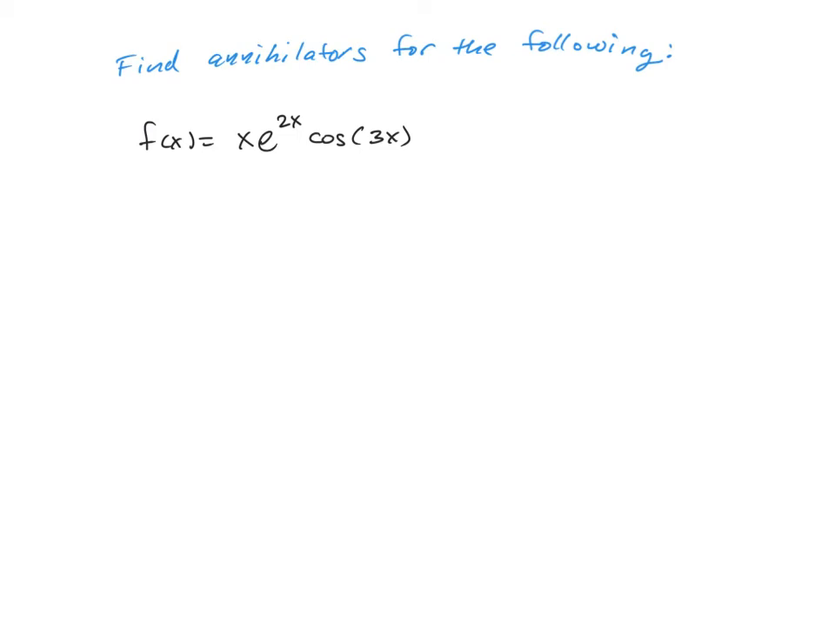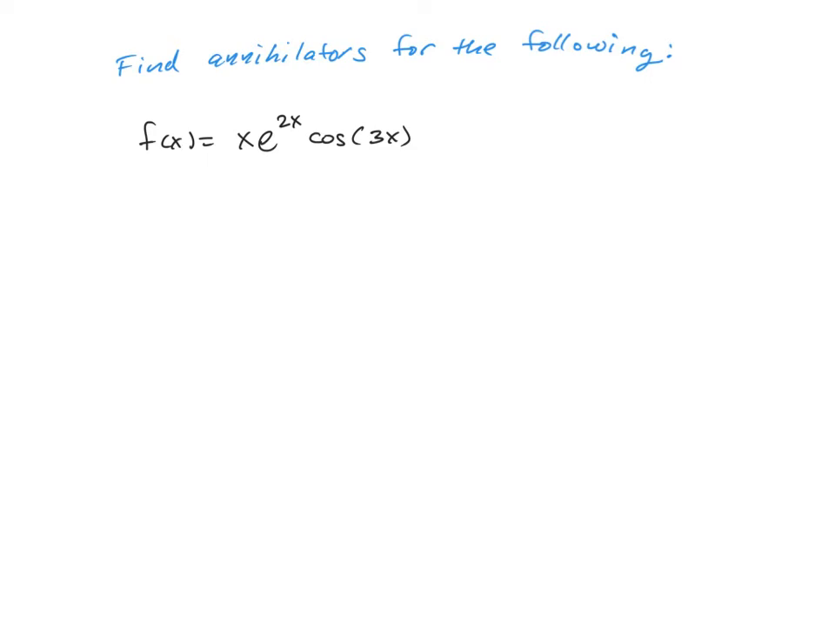Okay, so for our last two examples of finding annihilators, we're going to take a look at two more complicated examples. Our first one is x times e to the 2x times the cosine of 3x. And you kind of just want to work yourself backwards with these problems. The idea is you want to first focus on the exponential.